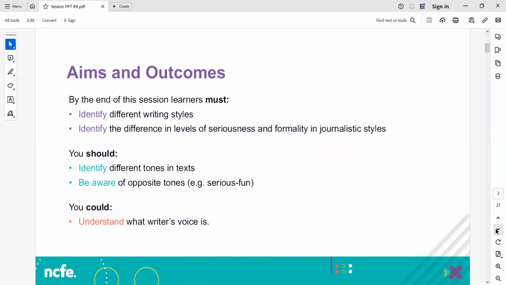So our aims and outcomes. By the end of this session, you must identify different writing styles and identify the difference in levels of seriousness and formality in journalistic styles. You should identify different tones in text, and you should be aware of opposite tones, such as serious and fun. And you could understand what writer's voice is.